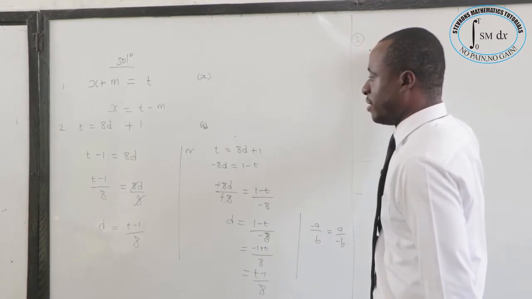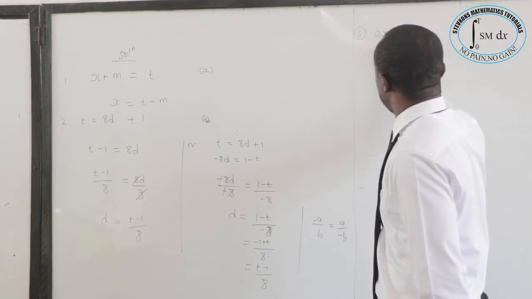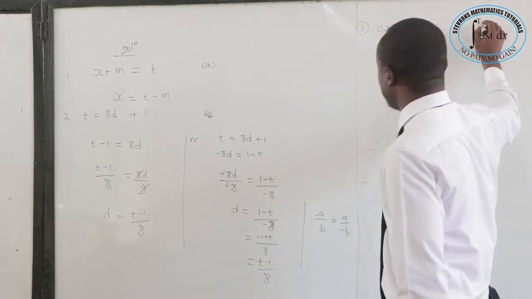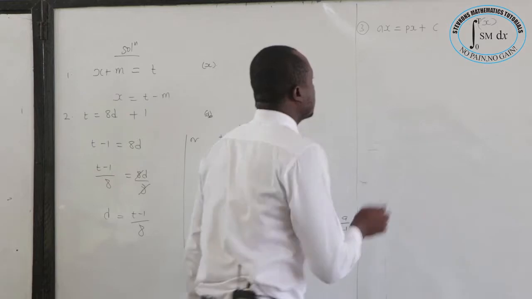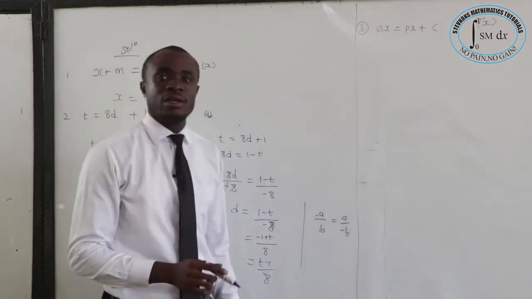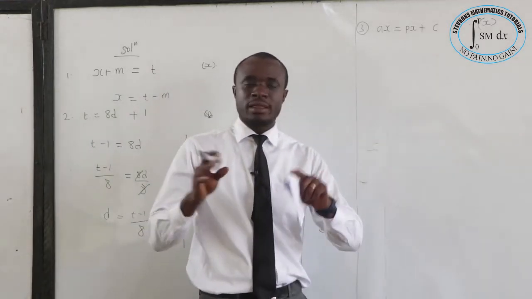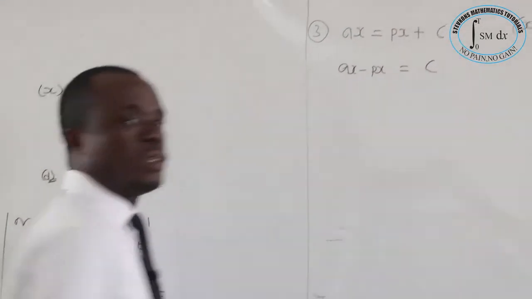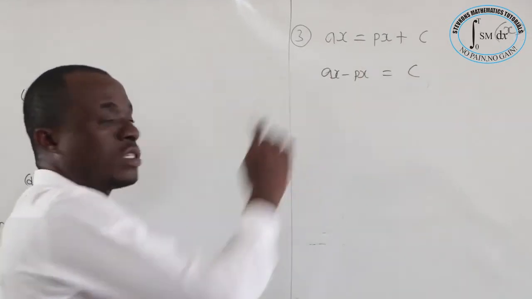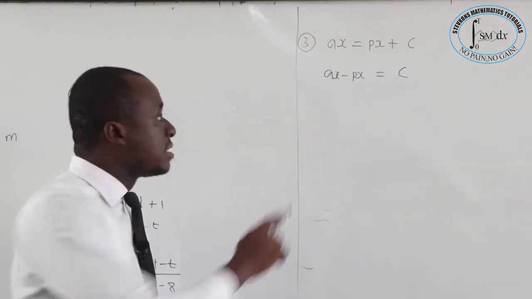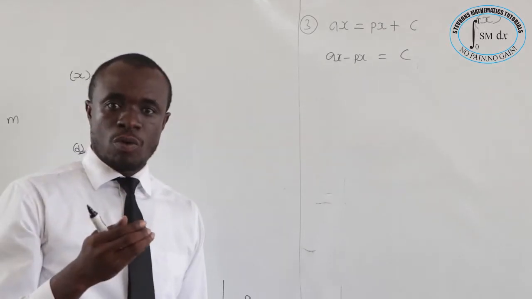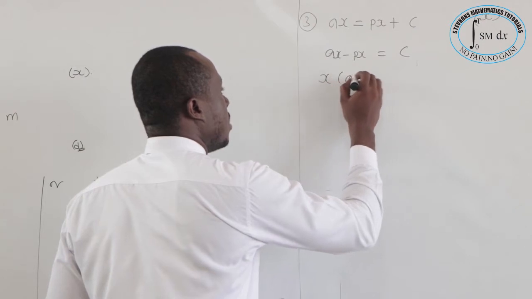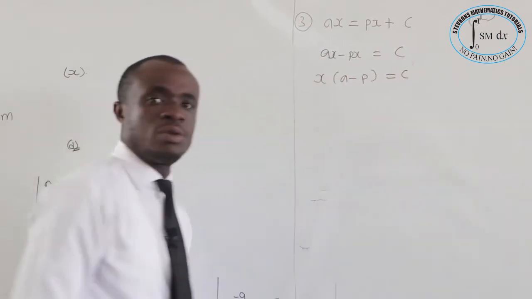Now question number 3 is ax equal to px plus c. We want to make x the subject. Now in this case, there's x here, there's also x over there. So what are we supposed to do? We are supposed to group like terms. So we have ax minus px equal to c. Why is it negative? Positive crossing becomes what? Negative. Now we can see x is common in ax and px. What do we do? We factorize x out. So we have x, a minus p, equal to c.